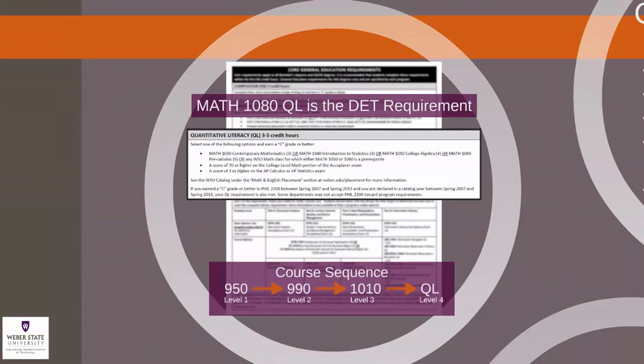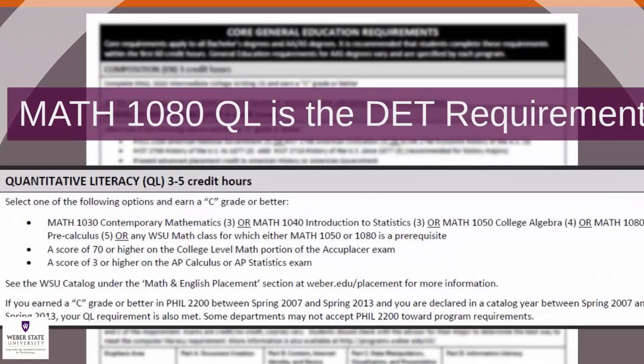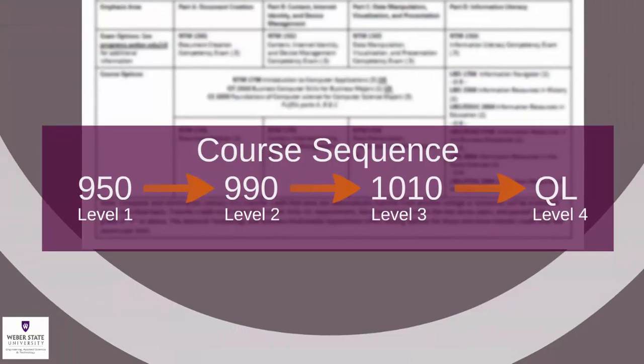The third requirement under the core section for general education is quantitative literacy. Please note, as a Design Engineering Technology student, your major requires Math 1080. This course will fulfill your quantitative literacy requirement. As with English, you may need to take prerequisite courses before taking Math 1080, depending on where you were placed in the Math Mastery Exam or ACT in the past 2 years. The Design Engineering Technology Math sequence is Math 950, Math 990, Math 1010, Math 1080.